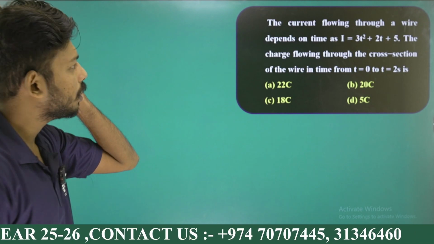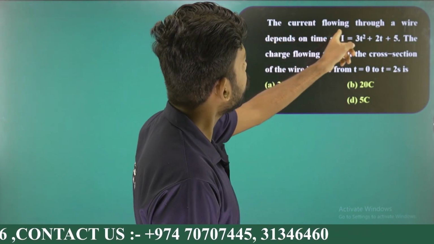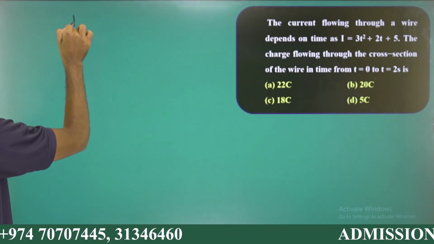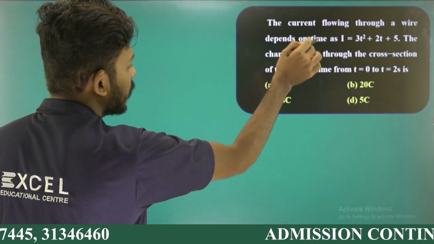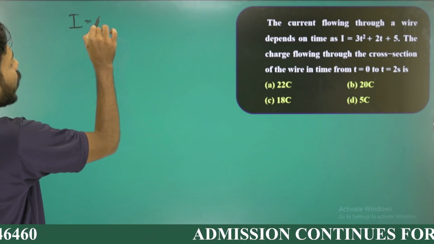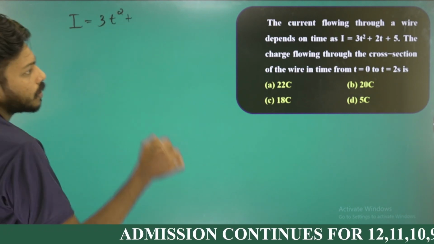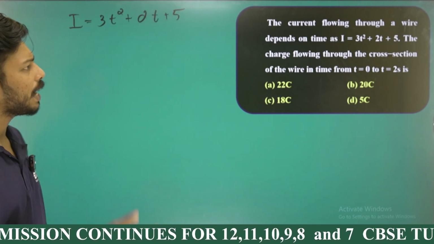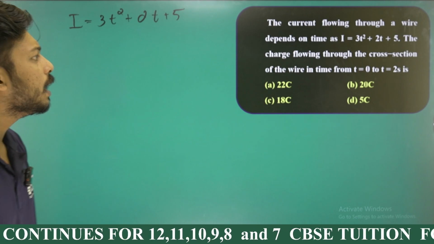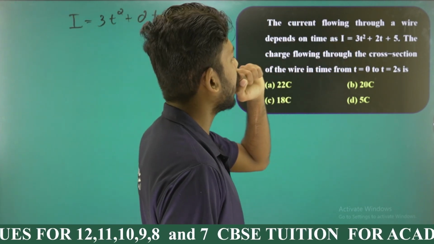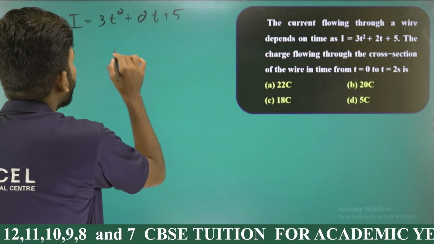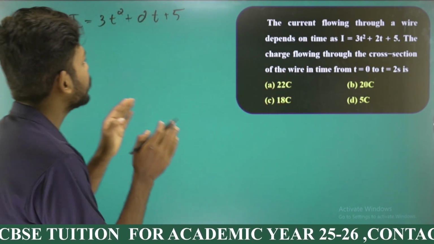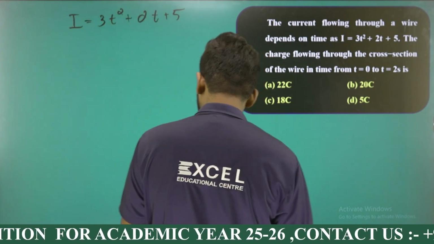It's actually a direct question, nothing to worry about. The current flowing through a wire depends on time. It is given by a second degree equation: I is equal to 3t square plus 2t plus 5. Then, the charge flowing through the cross section of the wire in the given time interval. I'm reading the question, I'm not answering it. The time is given below that.